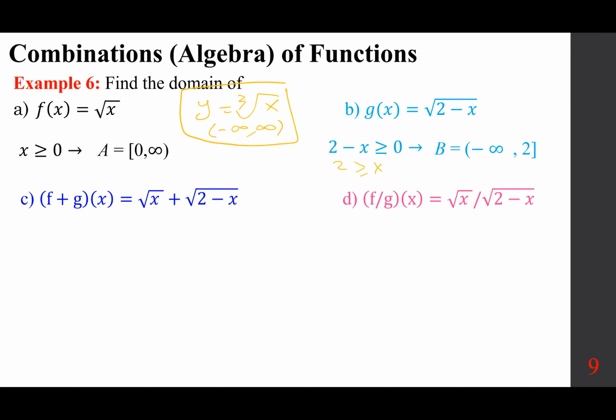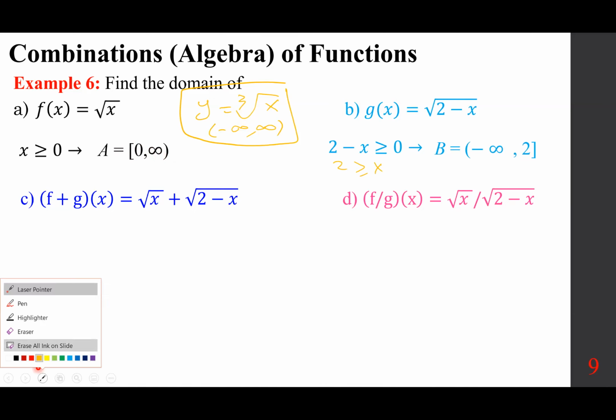Now, f plus g of x is obviously the sum of the two. f over g of x is square root of x over square root of 2 minus x. And if we want to find the domain for each case, first we look at their intersection. So what is the intersection of A and B? It's easier to start from here. You go from negative infinity to 2, and over here from 0 to 2.